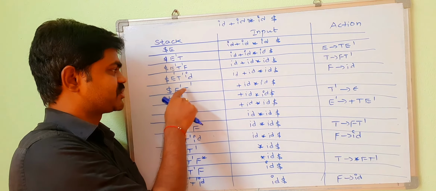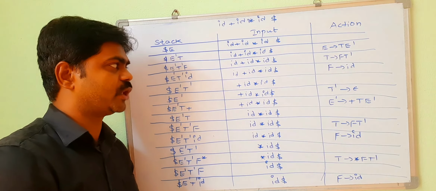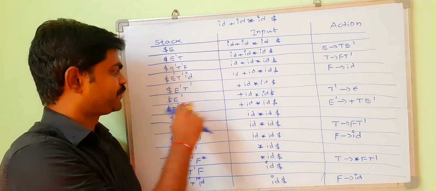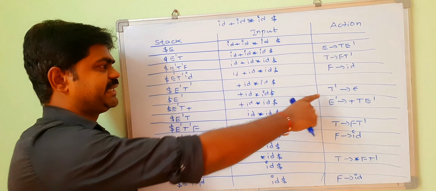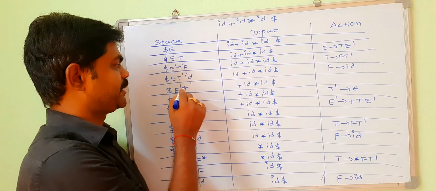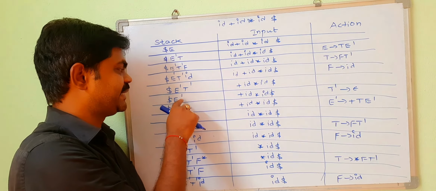Now I have E dash T dash and id is gone. Now I have plus id into id dollar. This is a terminal, leave it. Now in the place of T dash we have epsilon, right? So I substituted epsilon in the place of T dash. Now epsilon is nothing, so I am left with E dash.